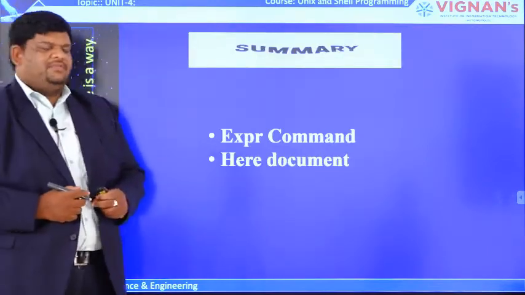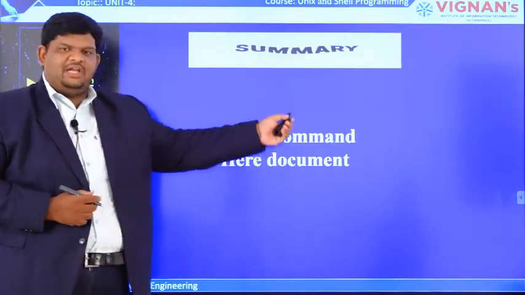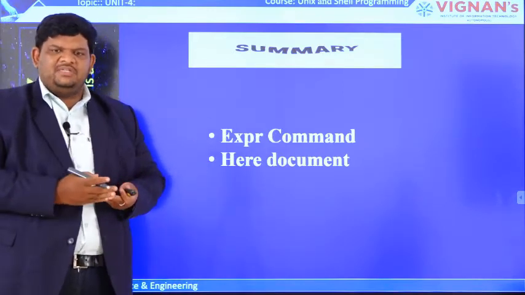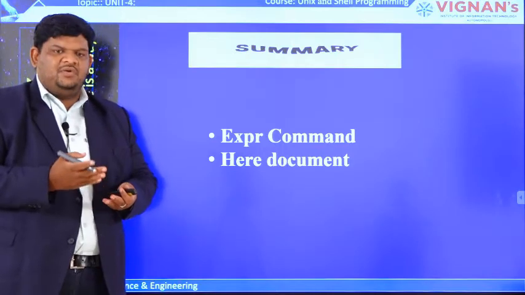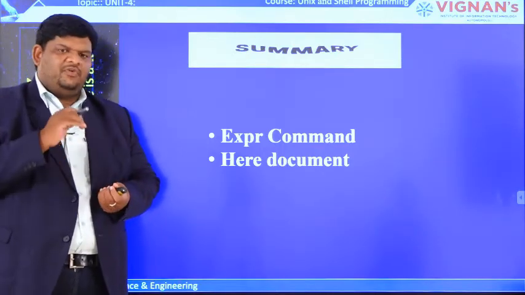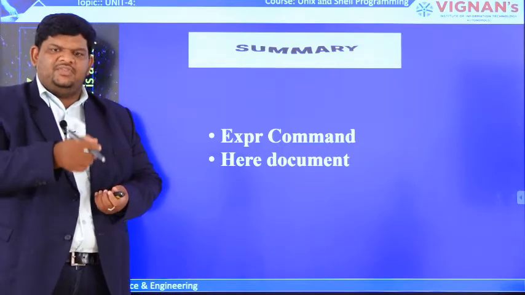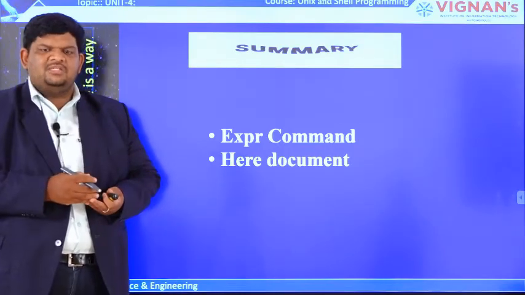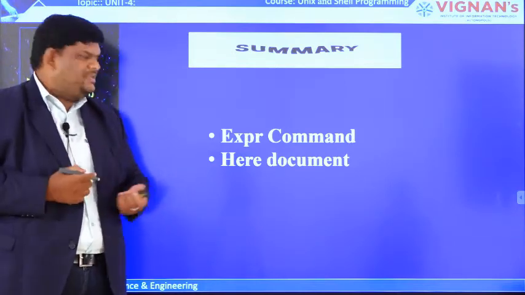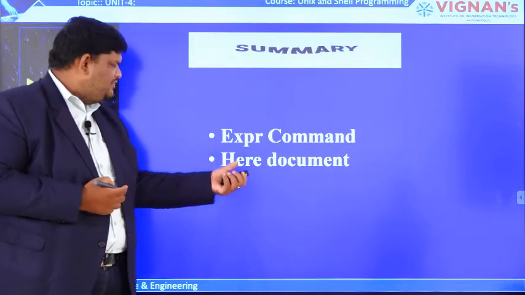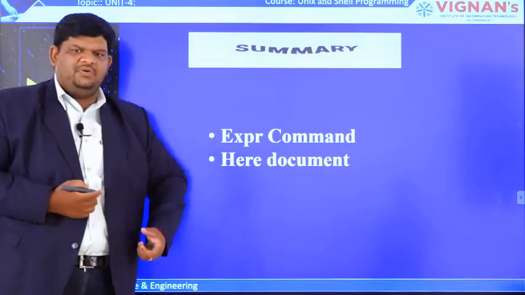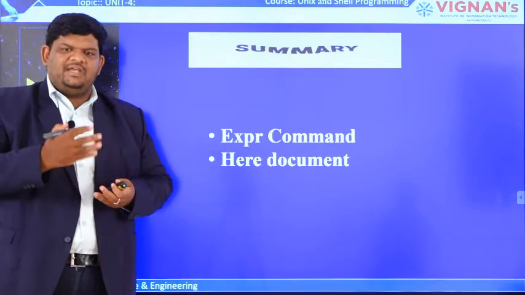While coming to the summary, we saw how the EXPR command evaluates an expression. With many examples we saw how arithmetic operations are performed, and how EXPR plays a major role in string operations. We can find the length of the string. If you want to find the location or position of a character in the string, that is also possible. And if you want to extract a substring from the string, we saw all the examples in this topic, the EXPR command. And we also saw how the here document is useful, because only with the help of a here document can we provide multiple lines of input.